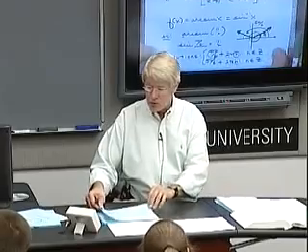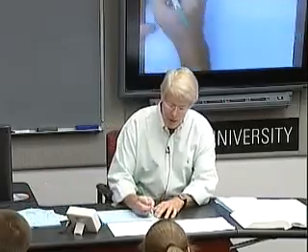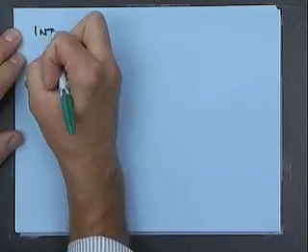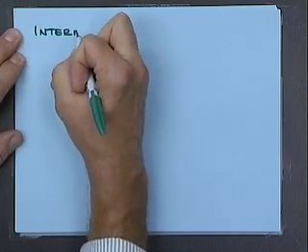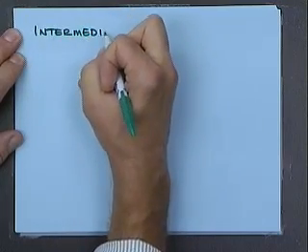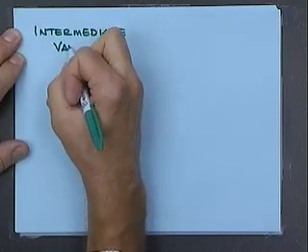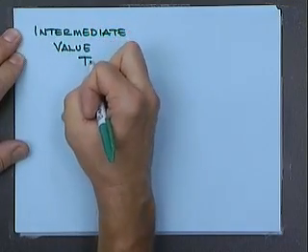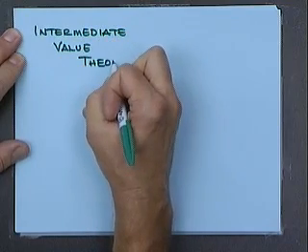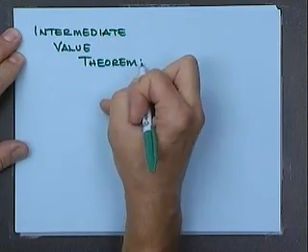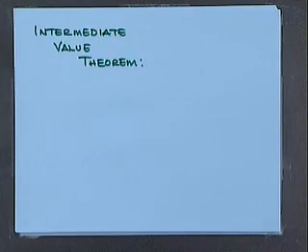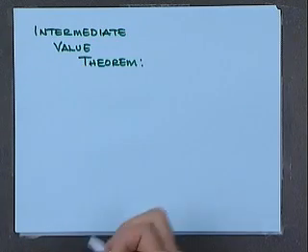All right, last thing from 2.4 is called the intermediate value theorem. So you would expect with this being called a theorem that there's going to be some conditions, and if those conditions are met, then we can come up with some conclusion.